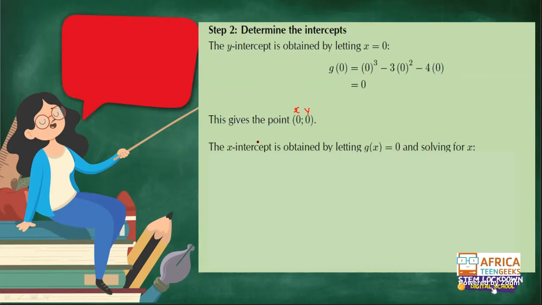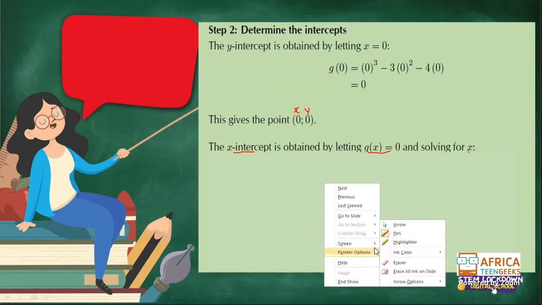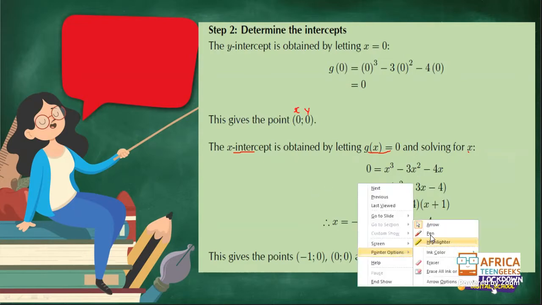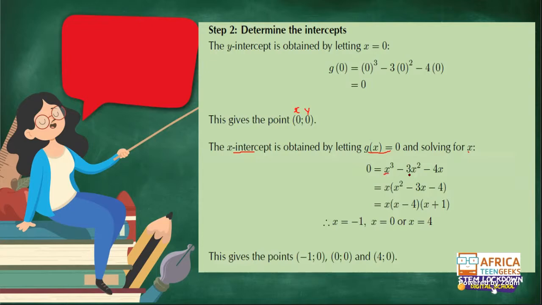And then from there, you need to find your x-intercept. Now you let your function equal 0 and solve for x. This one was a bit easier. So you could just say, okay, now it's 0. And then, remember, if you look at all the terms, you have x.